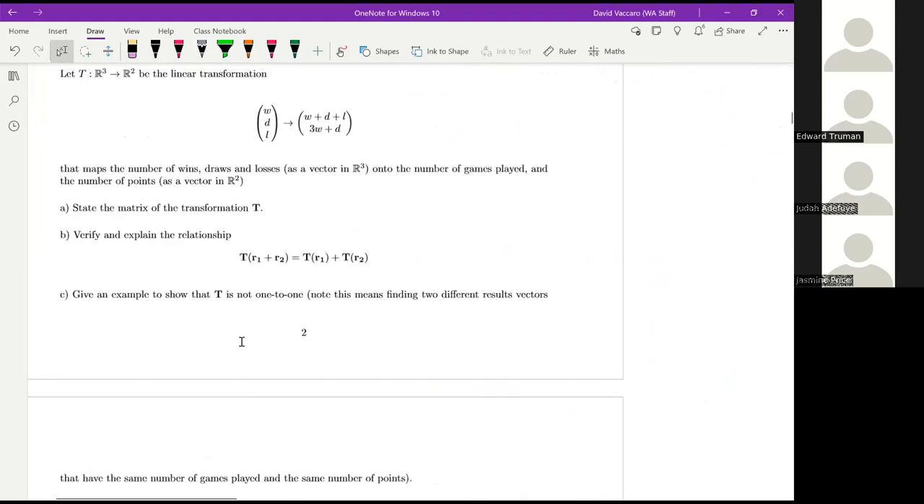Okay, so what have we done so far? We've stated the matrix of the transformation. So this is the mapping which takes us from the won, draw and lost vectors to the played and points vectors.